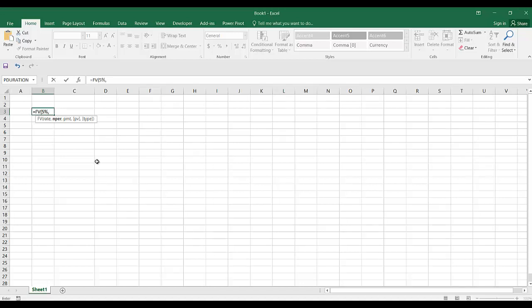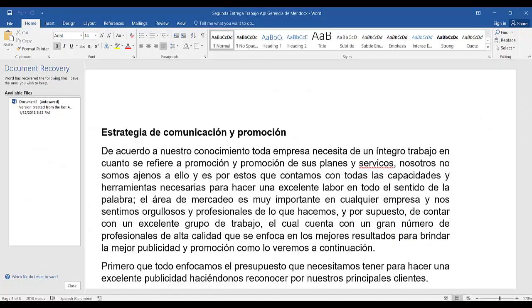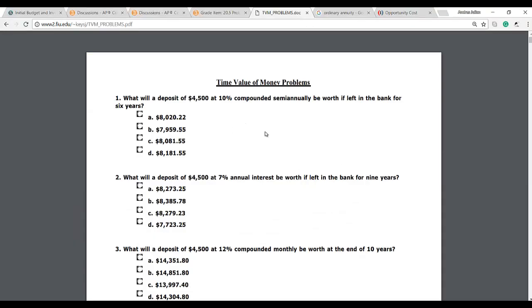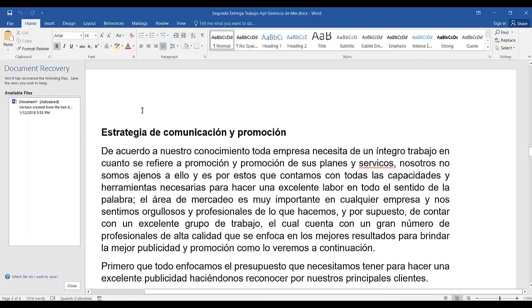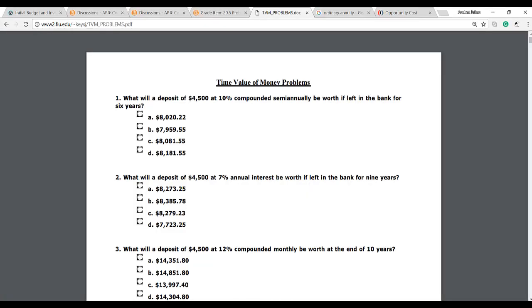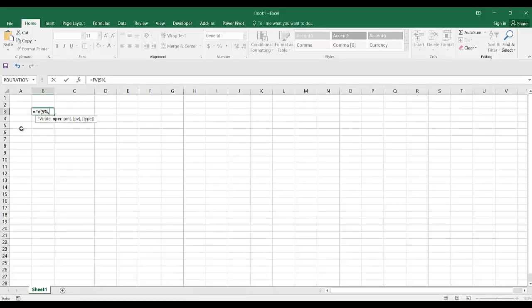Now the number of periods would be 12, because it's 6 years, and 6 years will be 12 semesters. So in this case, we make sure that our periods are 12, one for every semester.